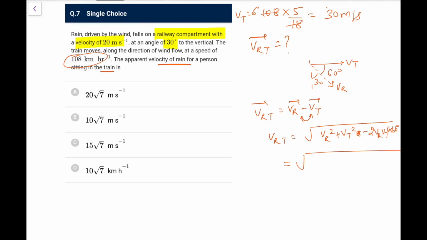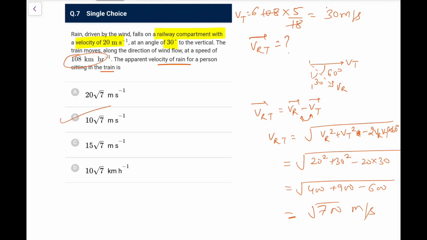So now what I have, VR square, that is 20 square, VT square, 30 square, cos 60 is half, so 2 get cancelled, so minus 20 into 30. So what we have, 400 plus 900 minus 600. So this is root of 700 meter per second, that we can write as 10 root 7. So this is how you can do this. The important thing is, because it was going in the direction of wind flow, this would be like this, not like this. Otherwise you will get 120 and you will have plus 600 coming there.